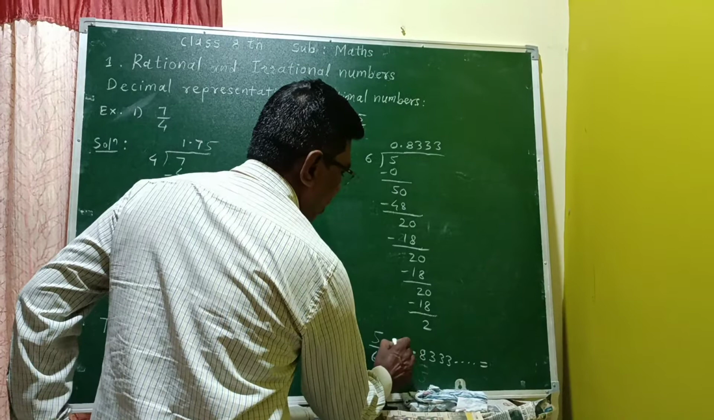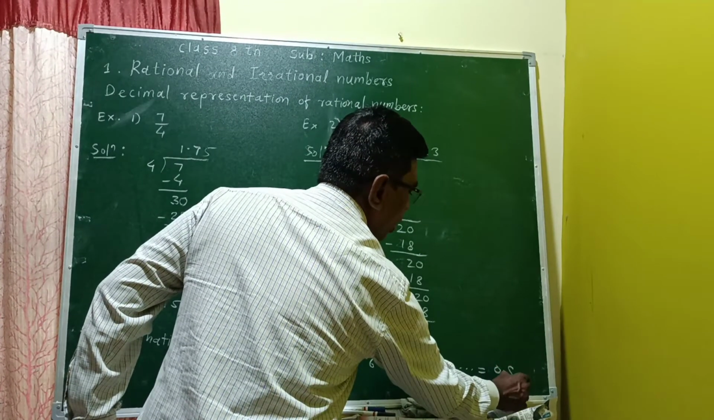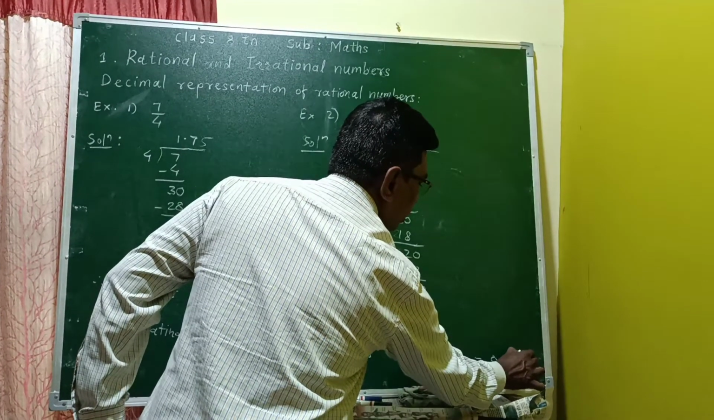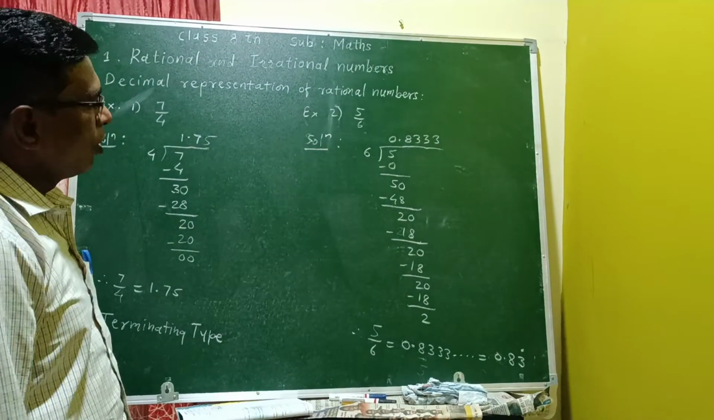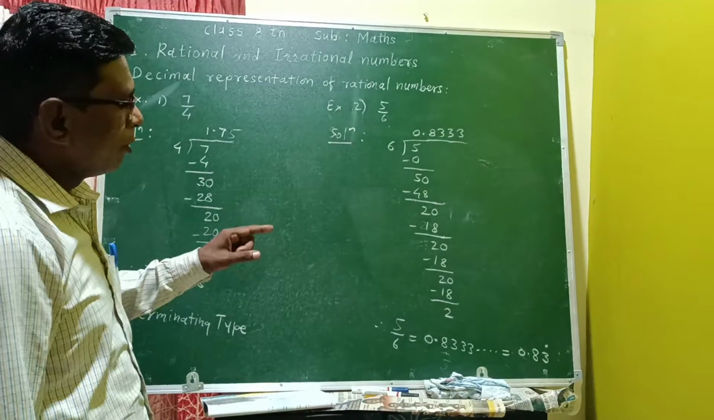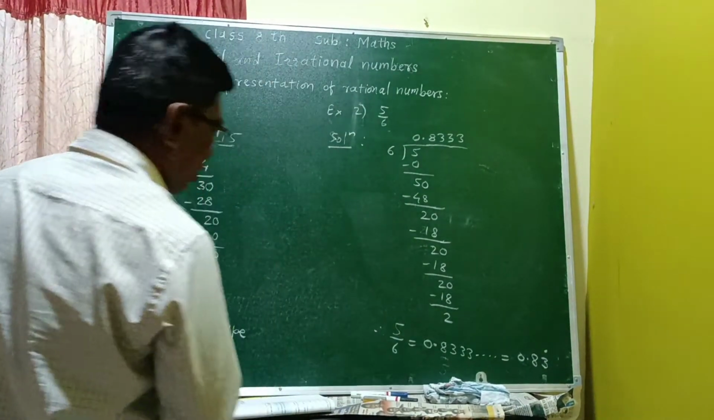This is written as 0.83 with a dot over the 3. Such a type of decimal representation of a rational number is called non-terminating recurring type.